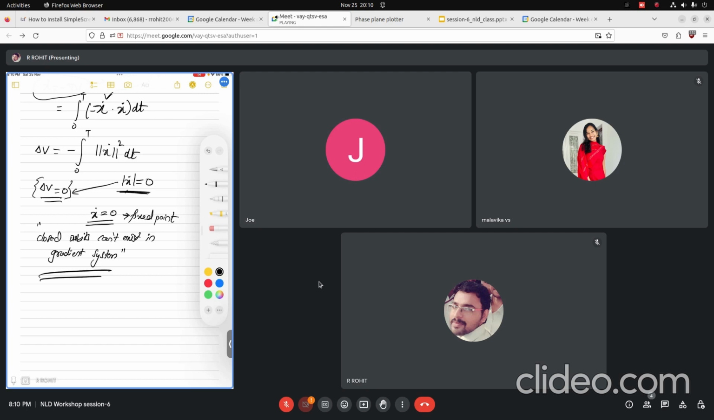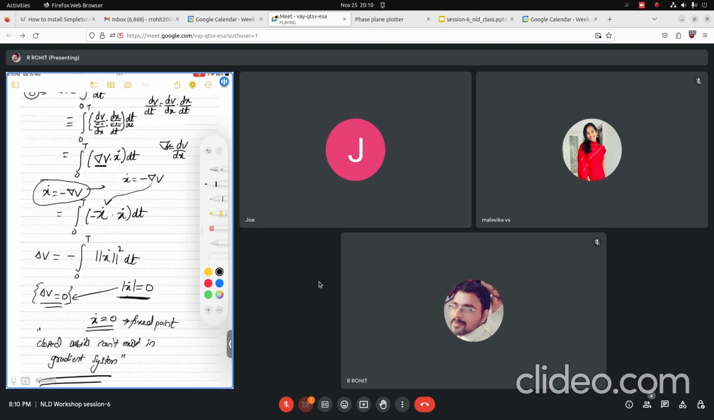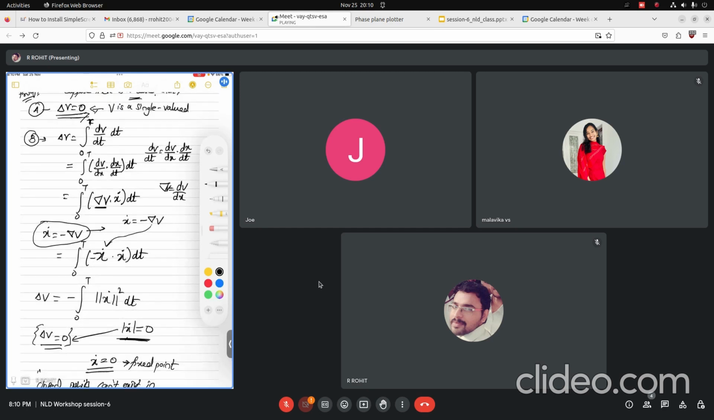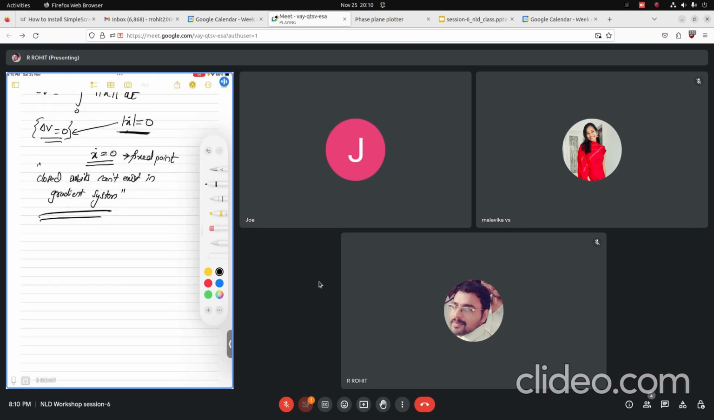So what is the use of finding this is, if you had a dynamical system equation and if you are able to write it in the form of x dot is equal to minus del v, and we know that if v is a single valued function, our potential function, then you can say that my system will never have a closed orbit, or it will never exhibit a periodic oscillation. So by simply, yes, that's a condition.